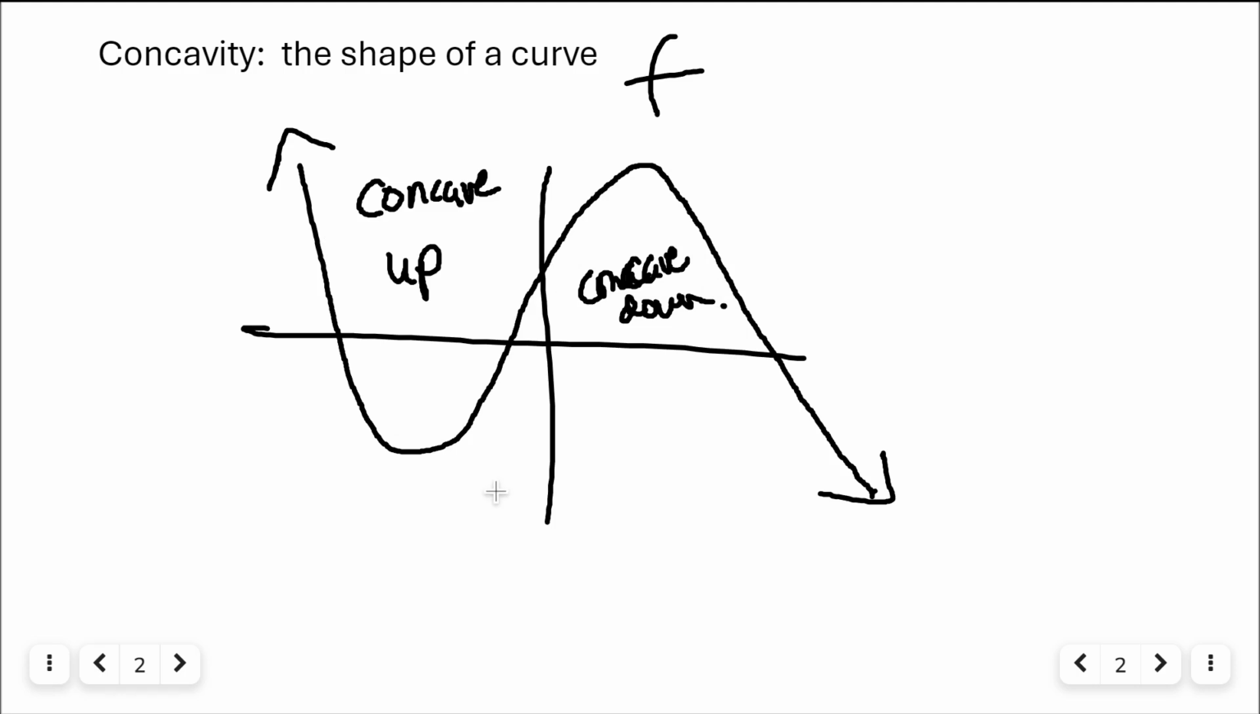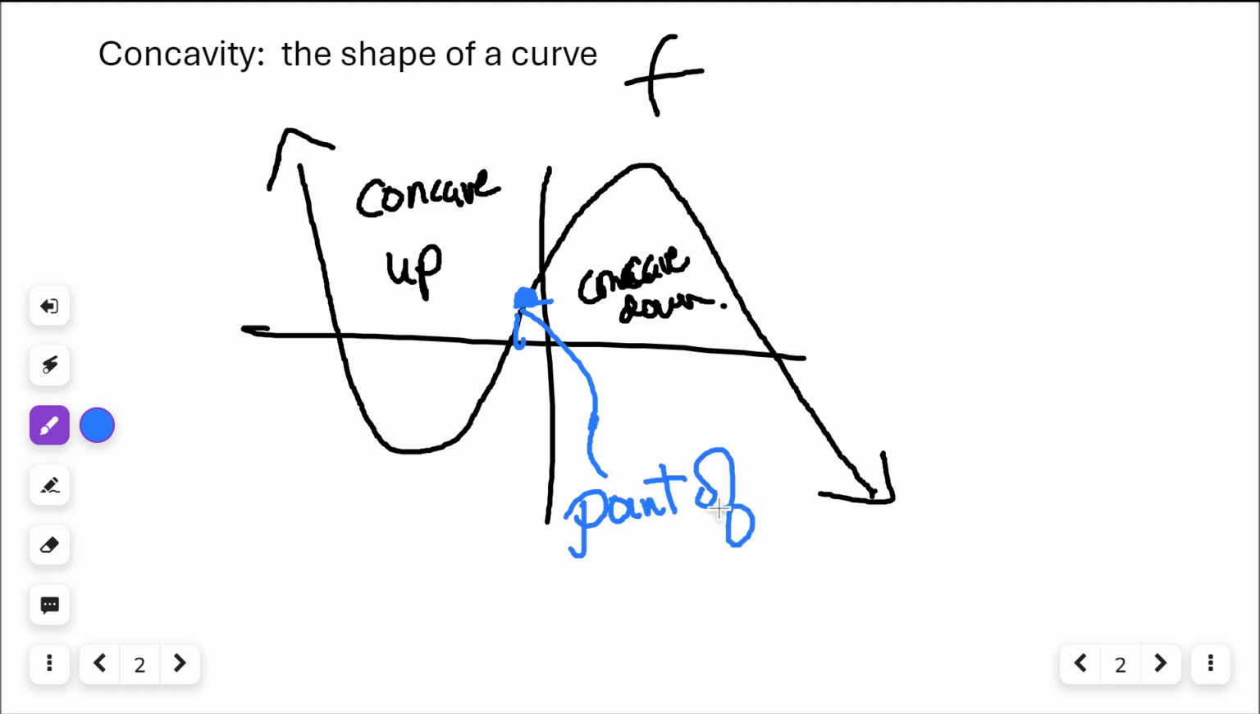Now, at some point, this graph changed. It was concave up, looked like a U, and then at some point it switched over and became concave down. Maybe in this case, right about here or so. This point has a special name as well. This point is called a point of inflection.